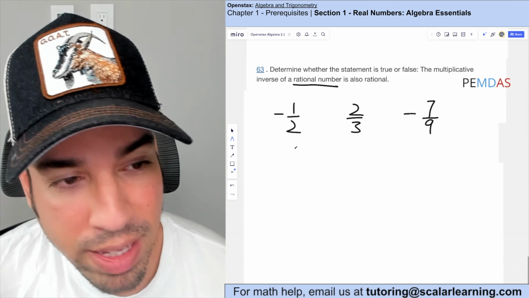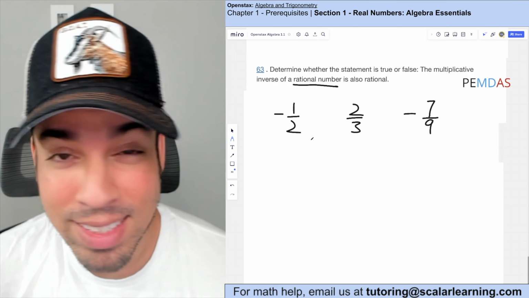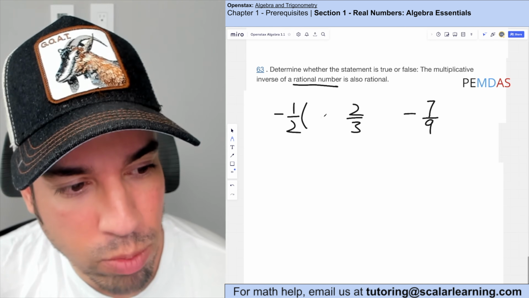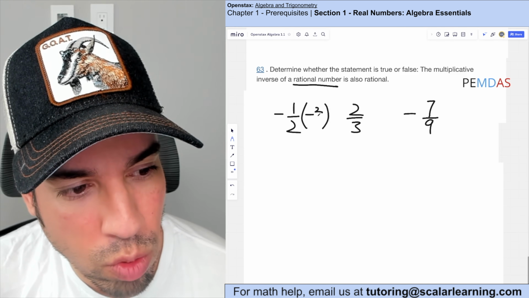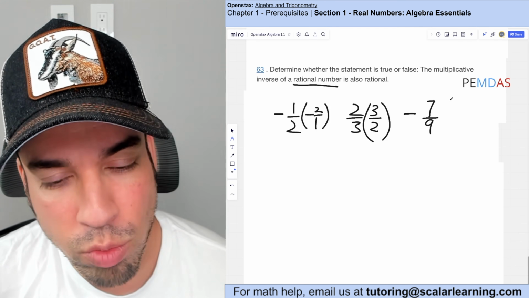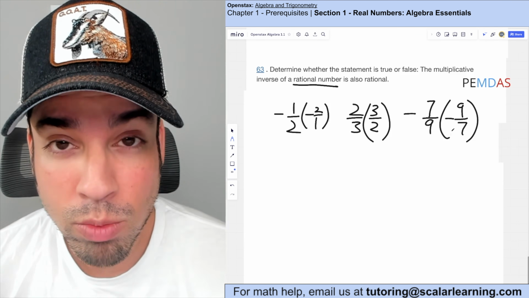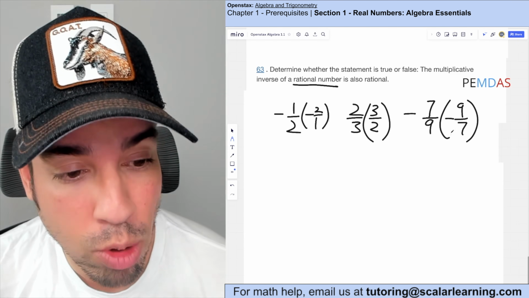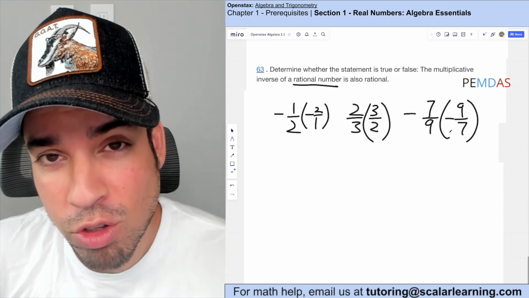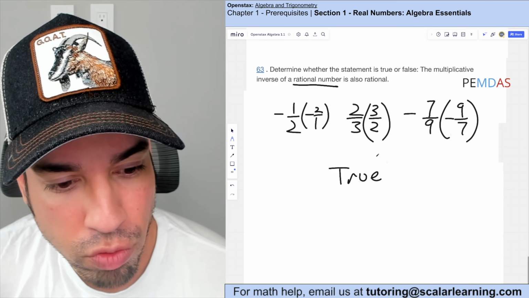So the multiplicative inverse of a number is the number that when you multiply it against that multiplicative inverse, it's going to get 1. So for example, negative 1/2 times what is 1? It would be negative 2/1. This one would be 3/2. And this one would be negative 9/7. So you see, if we're starting with a rational number, by definition, the multiplicative inverse is going to be the reciprocal of that. It's still going to be a fraction. It's still going to be a ratio of 2 integers, which means that this is true.